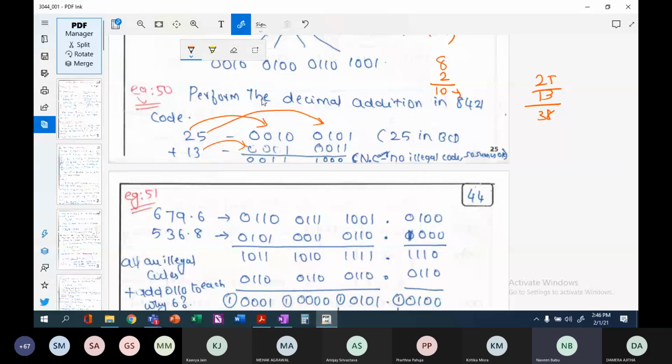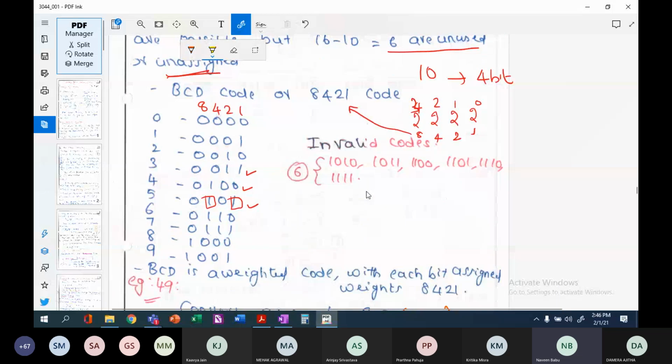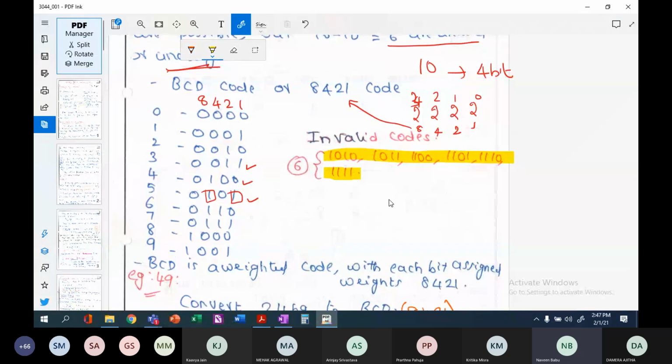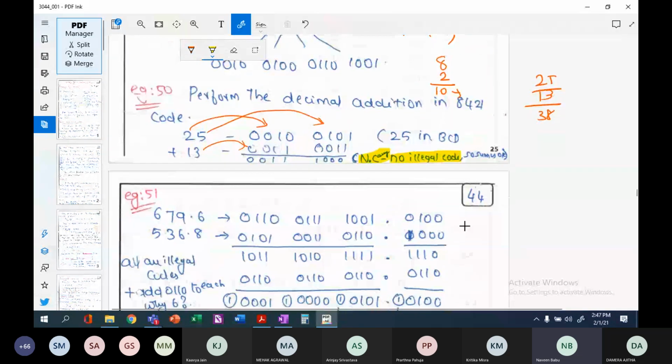So you see here certain observations I have made. There is no carry. You are not getting any carry, right? There is no illegal code. What do you mean by illegal code? If you come across any of these particular codes as a result of your addition or subtraction, then they are illegal codes. Which means that your sum is okay. Whatever the answer you got, your sum is okay.